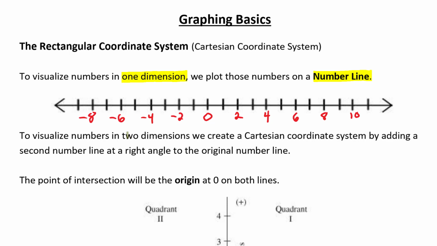Now when we're dealing with values in two dimensions, we use the Cartesian coordinate system. What we do is we add a second number line. The first number line I showed you was horizontal. What we do is we place another number line, in this case, vertical. The point where they cross, the point of intersection, we call this the origin, and they both cross at 0. Let's examine that now.